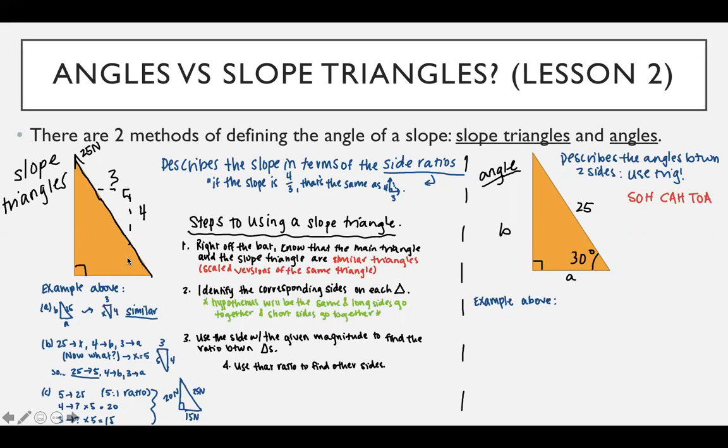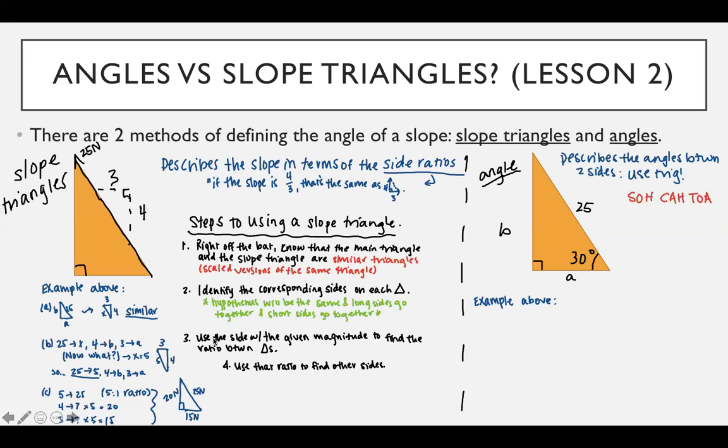The steps that you want to use, right off the bat, you need to know that this triangle, the yellow one, is similar to this triangle. And by similar, I mean it's just a scaled version of this small triangle. Then the next step is to identify the corresponding sides. Always locate the right angle first. Usually it's pretty easy to do that. Then you find the longer side of the two. So the 4 corresponds to this vertical side, and the 3 corresponds to the horizontal side. And then obviously the hypotenuse stays with the hypotenuse.